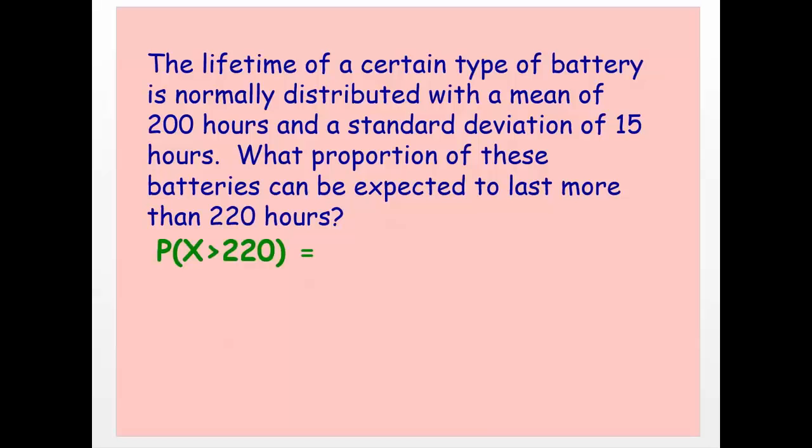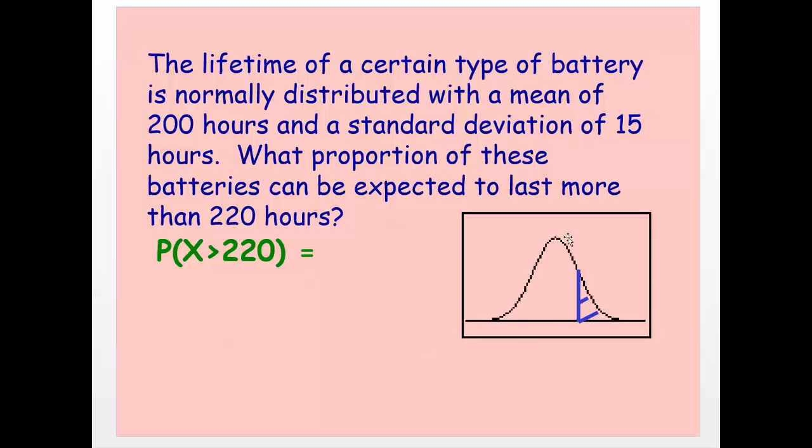So we're going to start by setting up our probability statement. We want the capital X, meaning the observation, greater than 220. And then we're going to set up a graph that illustrates this. So draw a standard normal model, and I know it's got to be larger than this value somehow.